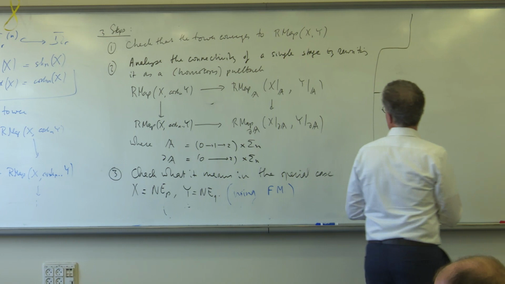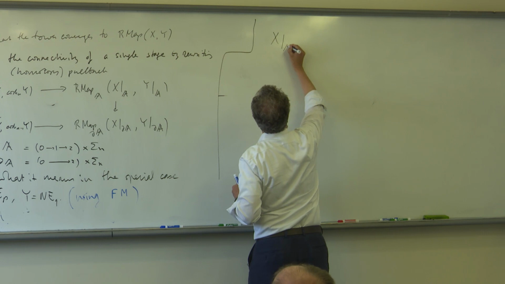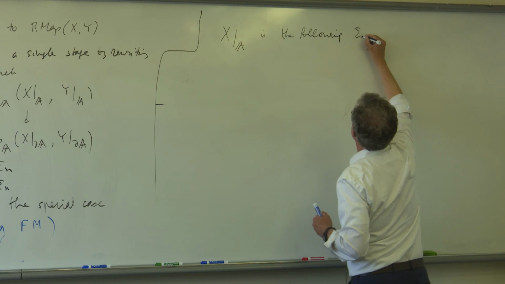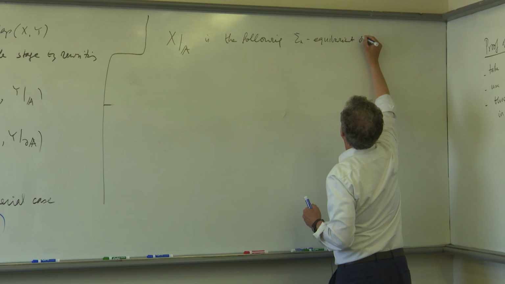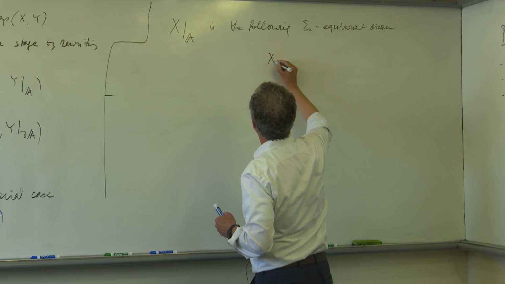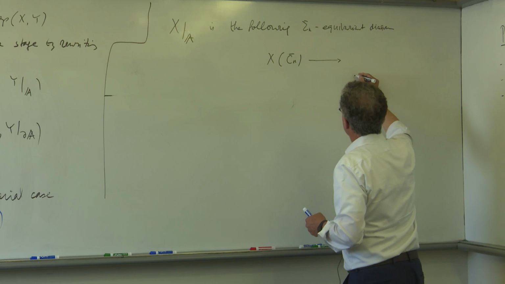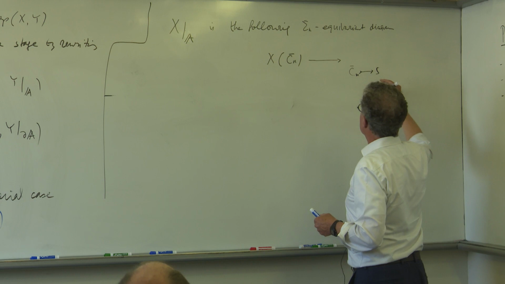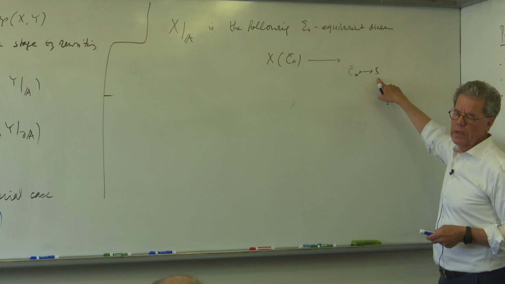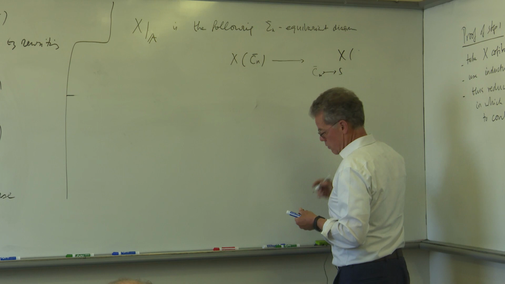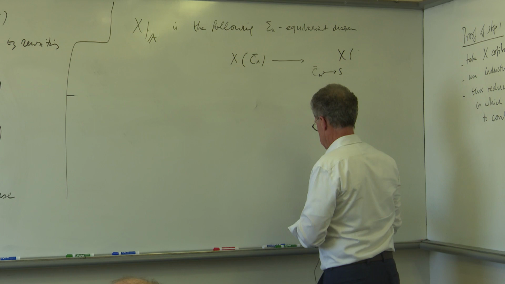So X restricted to A is the following sigma n equivariant diagram. In the middle you have X of the n corolla, strictly speaking the closed n corolla. If you have a map from the n corolla to another tree S, then if this is not an isomorphism, this tree will have a lower valence, so it will certainly be in omega n minus 1. So I'm going the wrong way, I'm sorry. Sorry, that should be on the other side.